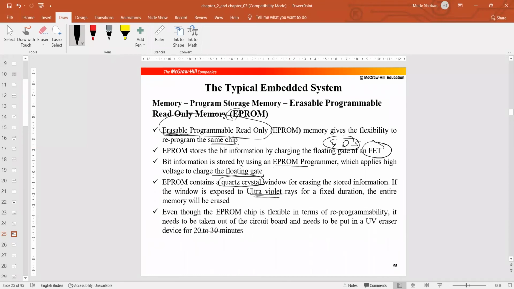What does UV stand for? Ultraviolet rays. It has a very high frequency, like gamma rays, I think. With that light, you might have heard that in heavy heat outside, the farmers who work in the fields, due to the more temperature, the rays pass through the ozone layer and can even damage the skin. More than that, the UV eraser rays will erase the data, even though it will take 20 to 30 minutes to erase the content of the memory, right? So this is about the EPROM.